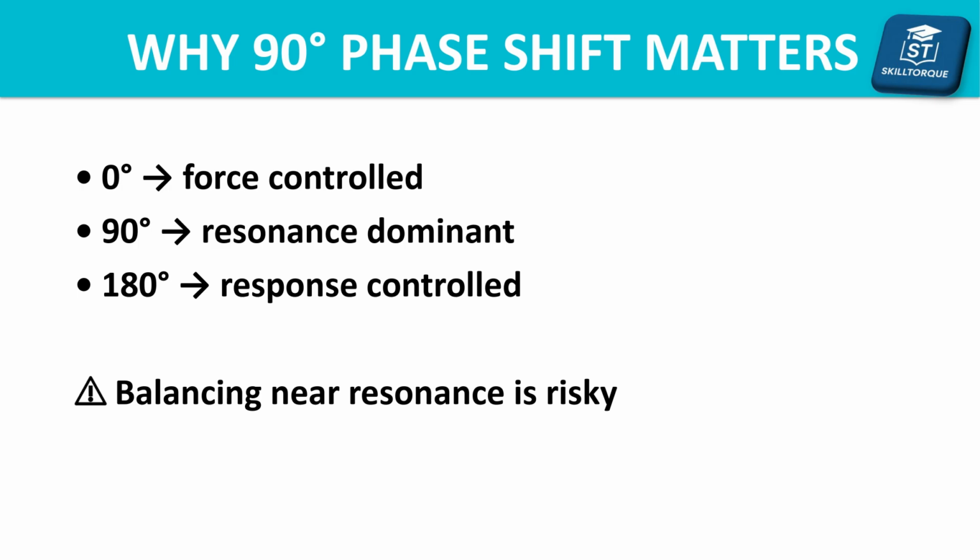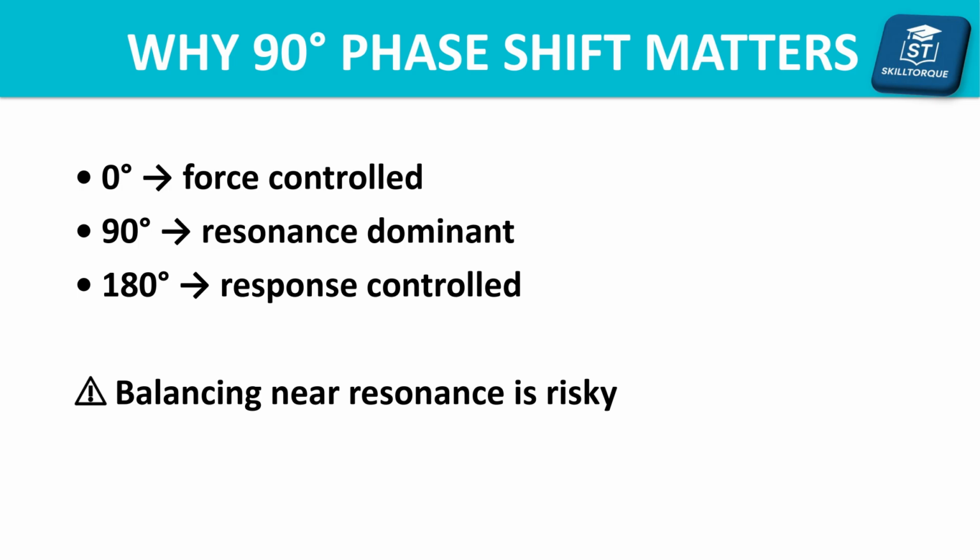It indicates that the system is moving from force controlled behavior to response controlled behavior. So what is force controlled behavior? I will try to explain in simple language. It means a stable force, where as your machine speed is increasing, the phase also changes slowly. Once it enters response controlled behavior, or you can say once it enters resonance, what will happen?